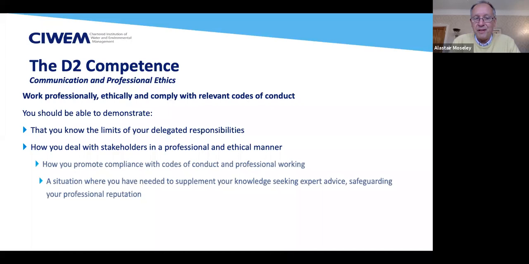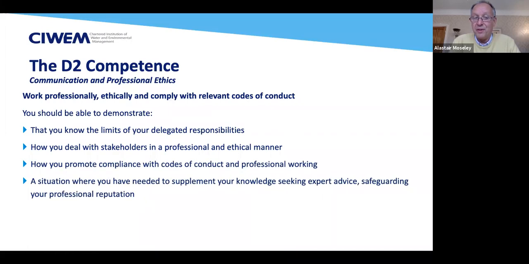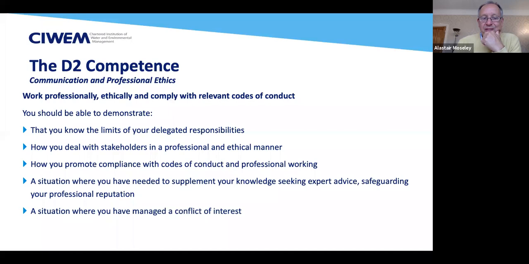And how you promote compliance with the codes of conduct and professional working in your working life. So first of all, you need to demonstrate that you know and understand them, and then show how you apply and use them. And if you can, offer a situation where you've needed to supplement your knowledge by seeking expert advice in the past. So showing a little bit of humility, if you like. Just because you're chartered doesn't mean you know everything, but the real skill is showing that you know where to go to ask.